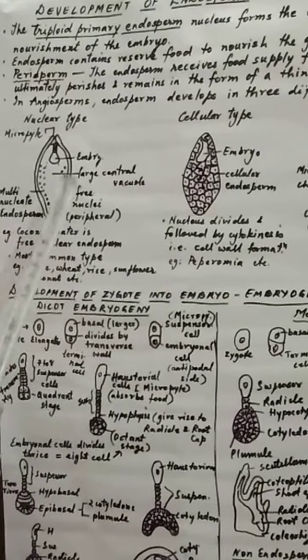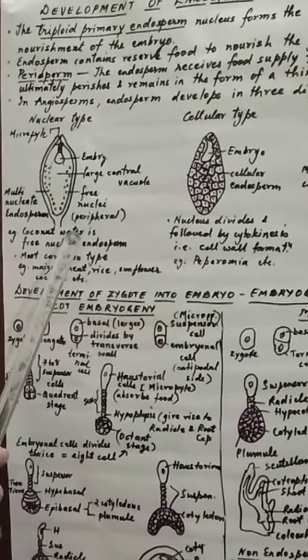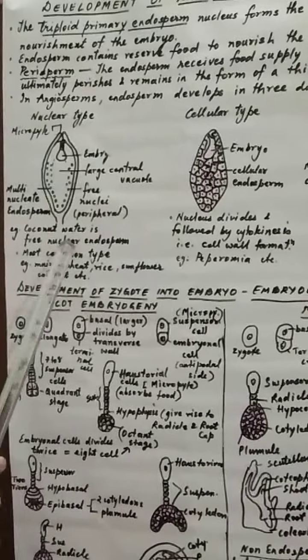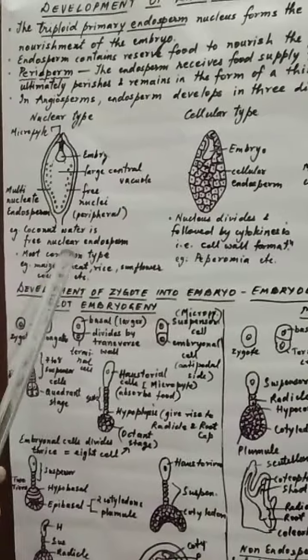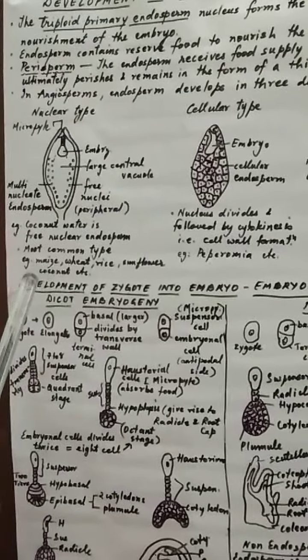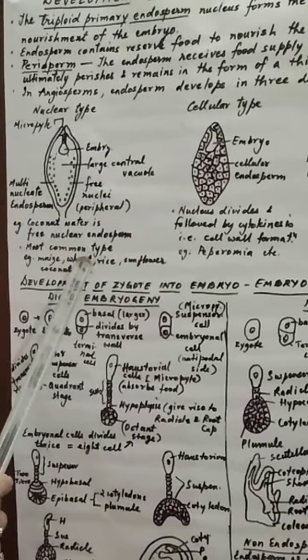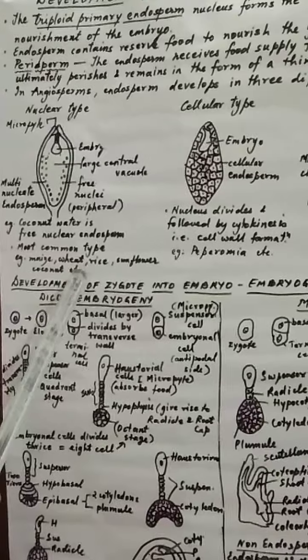The best example of nuclear type endosperm is coconut water, which is having the free nuclear endosperm. And generally most of the plants show this type of nuclear type endosperm. Examples are maize, wheat, rice, sunflower, coconut, etc.